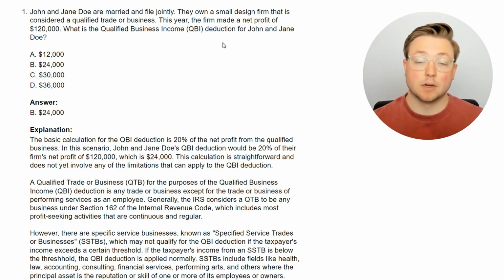So we learned the basics there. Essentially, the QBI deduction is typically 20% of the qualifying business income, and that applies to qualified trades or businesses and also to specified service trades or businesses, although there are limitations that we're going to be learning in the next few questions. So let's go ahead and go to the next question.